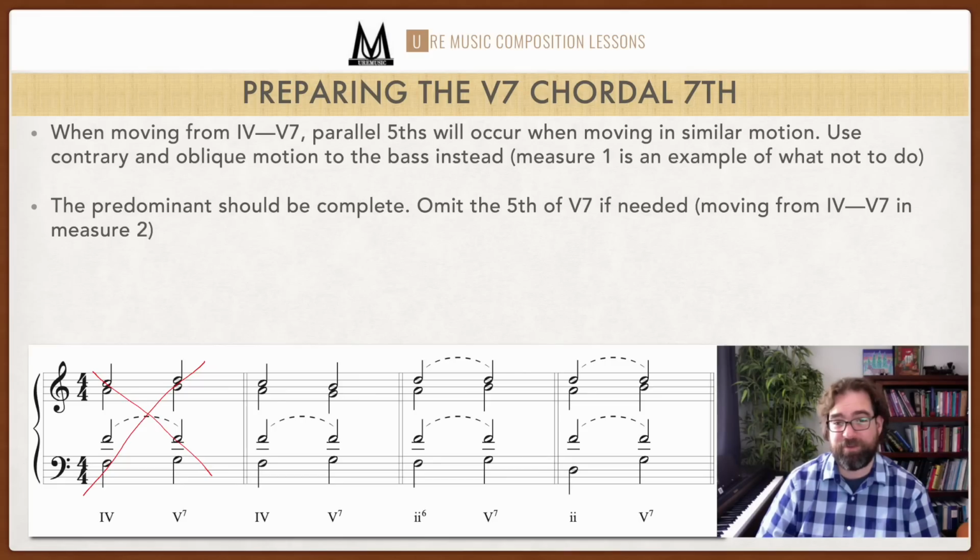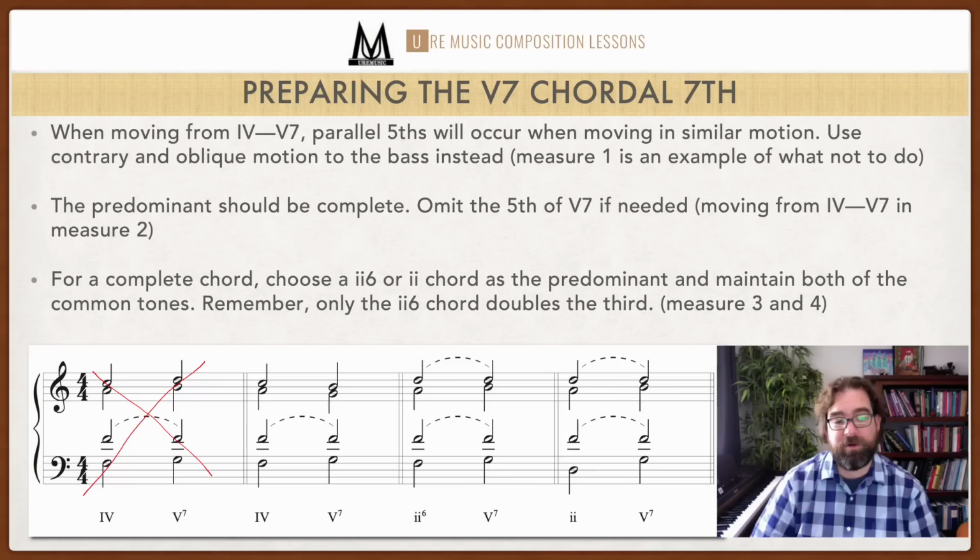And if there's a 7th, you don't want to omit the 7th, because that's the tendency tone, and that also gives the chord its quality. For a complete chord, you should choose a 2/6 or a 2 chord as a predominant and maintain both of the common tones. Remember, only the 2/6 chord doubles the third. So in this example, you're going to double the third. So you have an F here, you have an F here that's doubled with the bass.